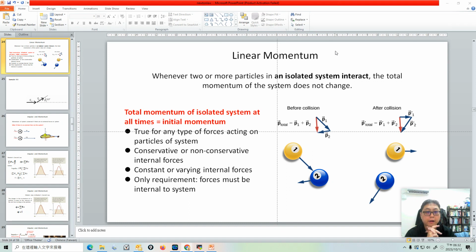Even if the system contains some interaction, you don't need to know what kind of interaction there is between them. The linear momentum is always conserved. That's the beauty of linear momentum conservation. You don't have to know the interaction between them.